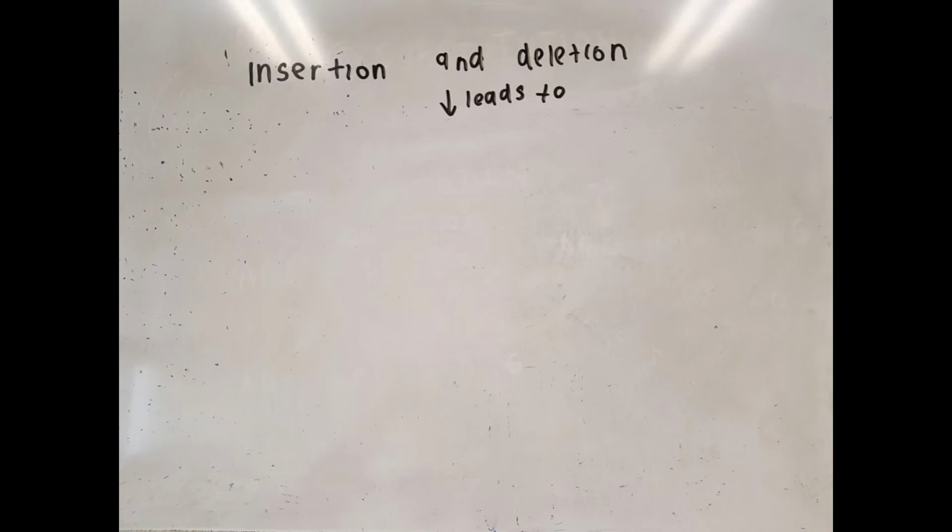Insertion and deletion mutations lead to a frameshift mutation. When one or two bases are added or deleted, all of the 3-base codons change. This completely changes the amino acids that will be produced, which in turn changes the structure and function of the resulting protein and can render it useless.